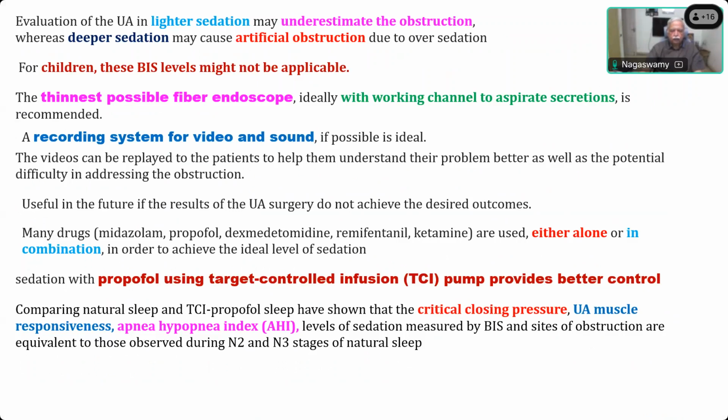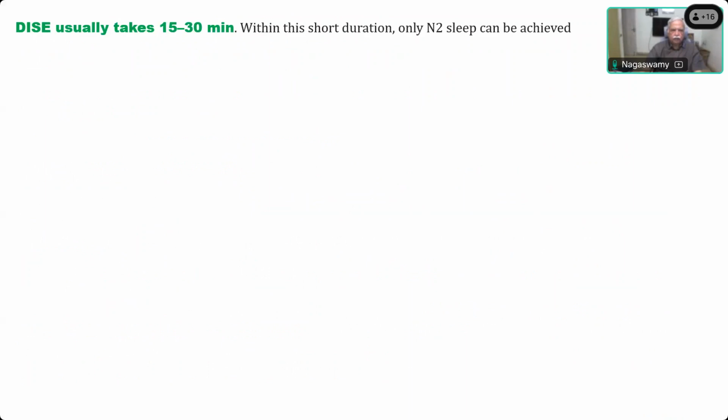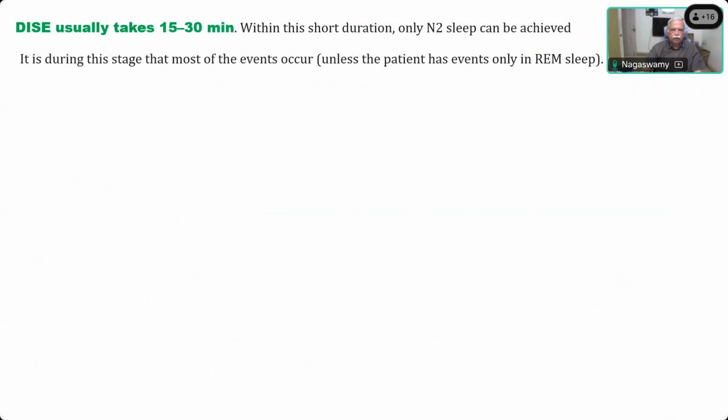So instead of giving intermittent boluses or unmonitored intravenous injections, the TCI pump works to produce a state which mimics natural sleep very correctly. REM sleep cannot be produced with propofol sedation, and it usually takes only about 15 to 30 minutes, a short duration. Only N2 sleep can be achieved because of the short nature of the procedure. It is during this stage that most of the events occur, unlike in REM sleep.